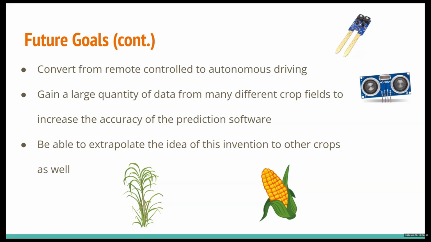This would make it more efficient compared to the current approach. Currently, samples are taken from farms and brought to labs, they're tested separately with different chemicals, and then the results are brought back. Instead, using the same CNN and the same sensors, we could determine the different diseases and problems going on in crop fields, so it would be more accurate and more efficient. At the same time, we want to be able to extrapolate the ideas of this invention to other crops by having different and new data sets.